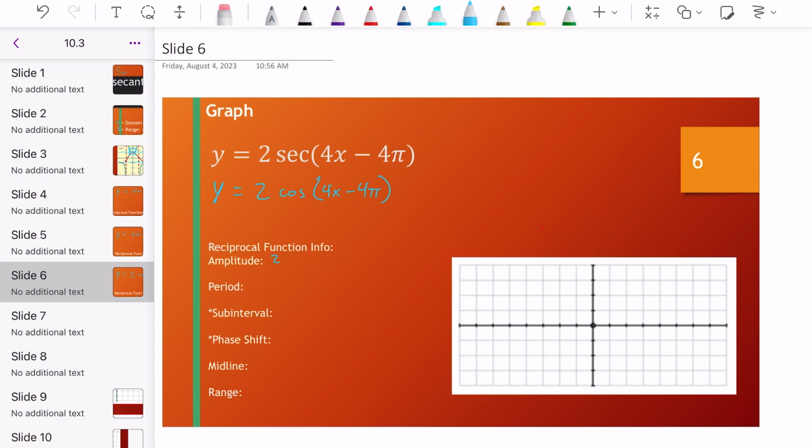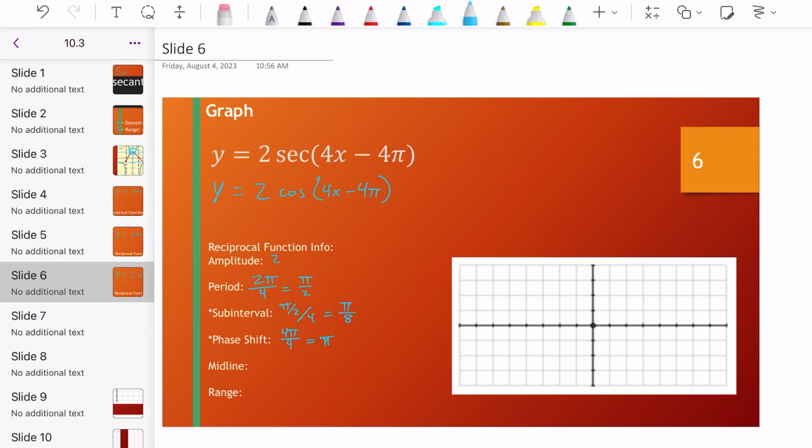Our period is 2 pi over b, which is going to be 4, which simplifies to pi over 2. Our subinterval, which would be pi over 2 divided by 4, would actually give us pi over 8. Our phase shift is going to be -c. So notice we have a negative of a -4 pi, which will leave us with 4 pi over b, which is 4. That will give us an answer of pi.